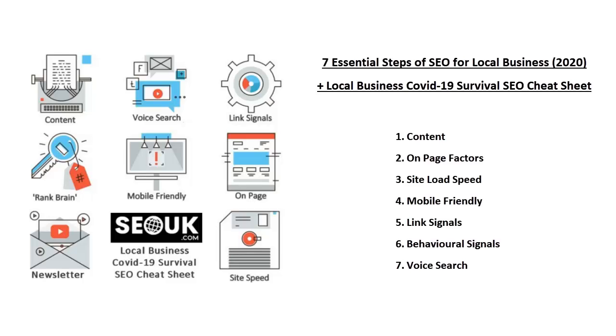the 7 essential steps of SEO for local business in 2020, including a run through of our local business COVID-19 survival SEO cheat sheet. The 7 areas we're going to cover are: first, content and site design; second, on-page factors; third, your site load speed; fourth, mobile friendly; fifth, link signals or backlinks; sixth, behavioral signals; and 7, voice search.